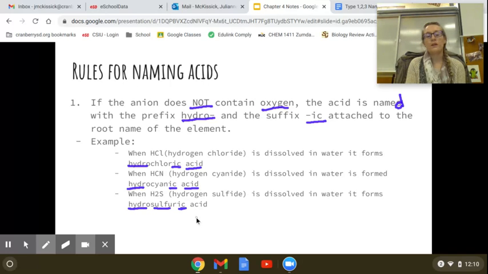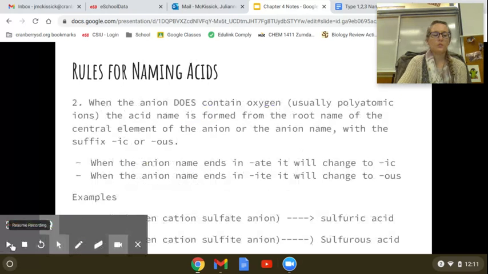Okay, so biggest thing here, just think, does the anion have an oxygen? If the answer is no, you're just adding hydro to the beginning of the root word, ic at the end, and then adding acid as the second word. Okay, so not too bad. All right, let's move on to rule 2.